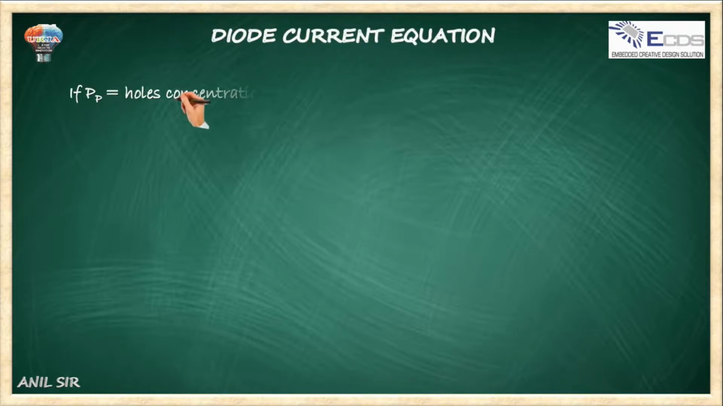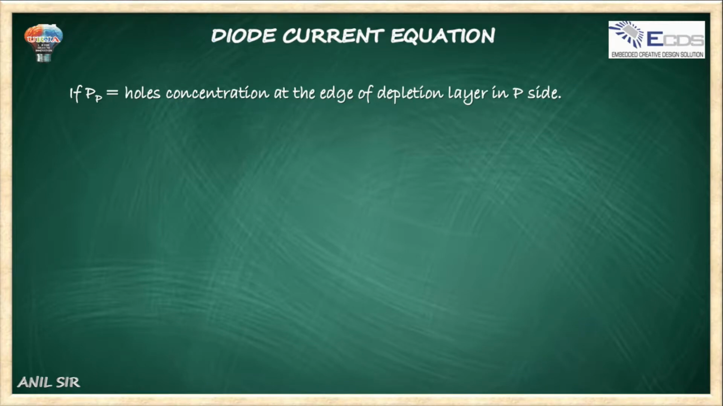Then we start with the diode current equation. In the diode current equation, let Pp be the hole concentration at the edge of the depletion layer on the P side. On the P side there are holes, and Pp denotes the hole concentration at the edge of the depletion layer. Just next to the edge, the concentration is on the higher side, because on the P side holes are the majority charge carriers.